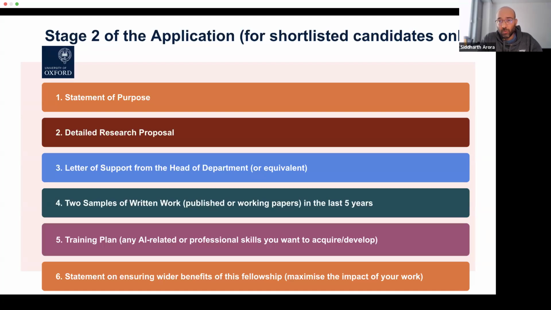So we are here to support you at this point in time on how to make an application and on how to get the most out of this fellowship if you get it. So going to the next slide, please.